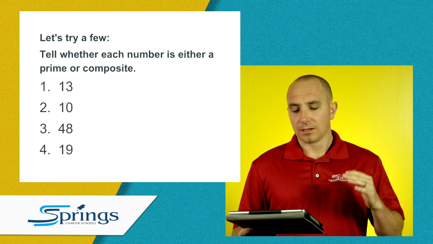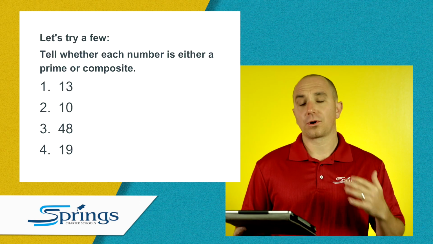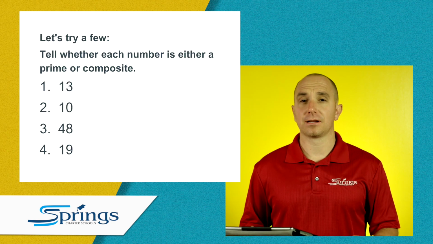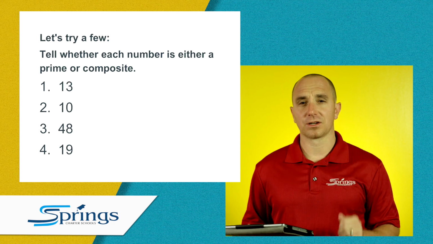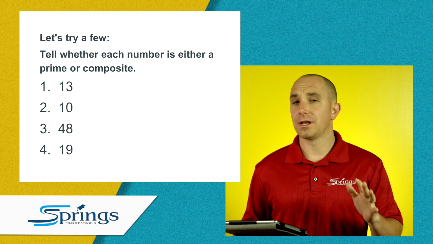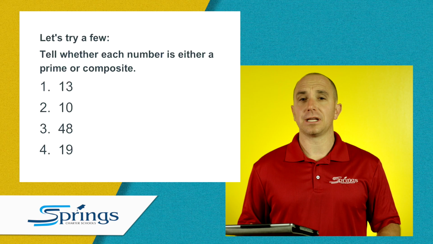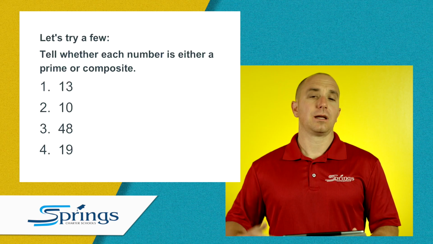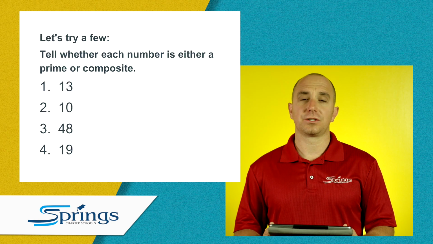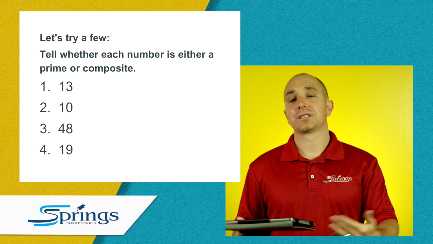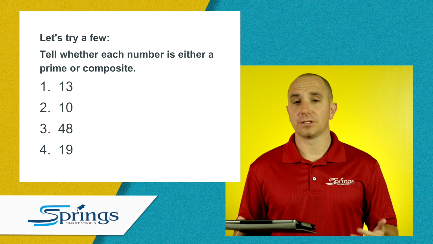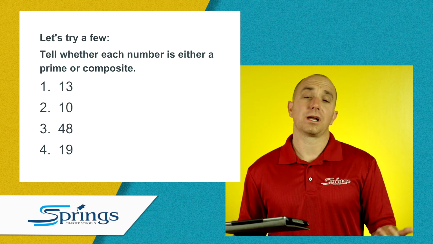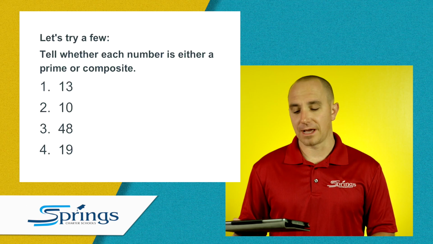We're going to tell whether each number is prime or composite. Let's try the first one, number 1. Let's look at the number 13. Take a moment, think about it, and then I'll explain it. The number 13 is going to be a prime number because only 1 times 13 is 13. Nothing else goes into it. 2 does not divide into 13 equally. There's no number times 2 that's going to give you 13. Same with 3 or 4 or any other number except 1 and 13.